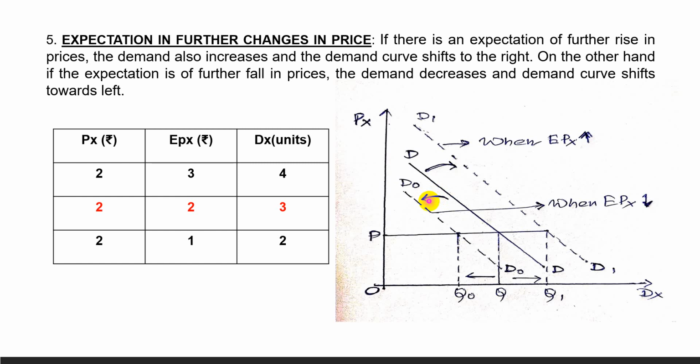So what we get in case of expectation of further change in price is, when there is an increase in price in future, that the consumer expects, in that case the consumer will demand more, means increase in demand, and the demand curve will shift towards right. And if the consumer expects there will be a fall in price, then the consumer will demand less and the demand curve will shift towards left.